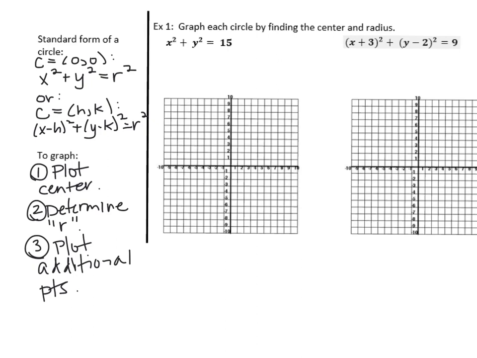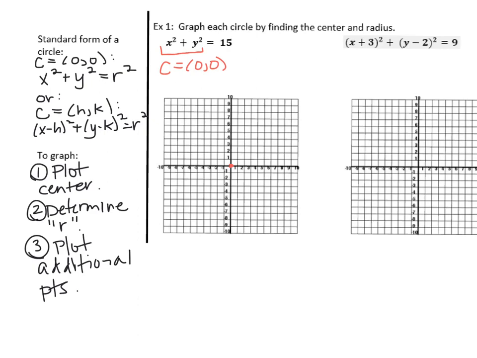In that first example, it says graph each circle by finding the center and radius. The left side of the equation will always default the center. The right side will always tell you the length of the radius. It always works that way. In our first example, notice we have x squared plus y squared. If nothing's being translated from those two variables, the center defaults to 0, 0. So go ahead and plot the center on your graph.